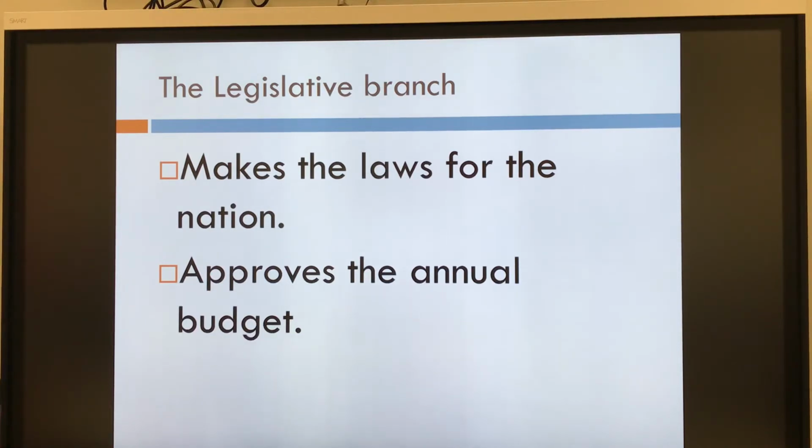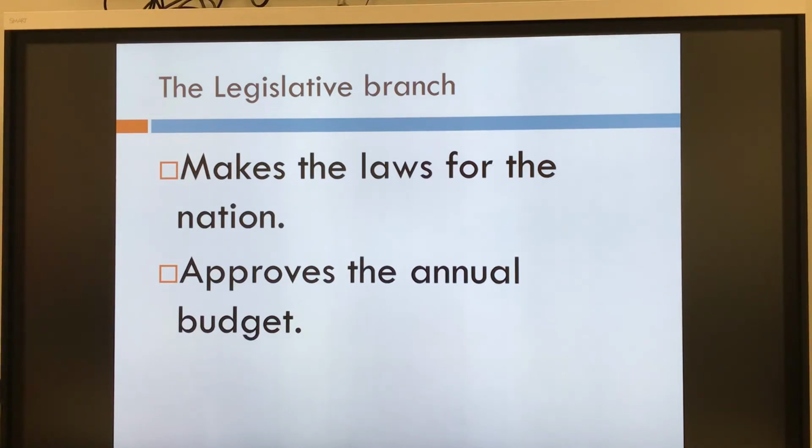Once he makes the plan, he has to give that plan to the legislative branch, and they have to look at it and decide if it's a good plan or not. If they say it is a good plan, they approve it, and that's how we're going to spend the country's money. If the legislative branch says it's not a good plan, they send it back to the president and basically tell the president we need a new plan. We can't go with that plan. We need to spend the money some other way.